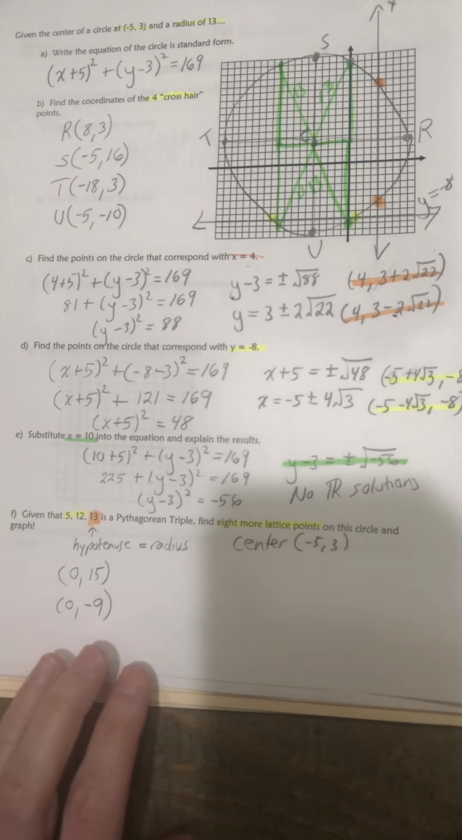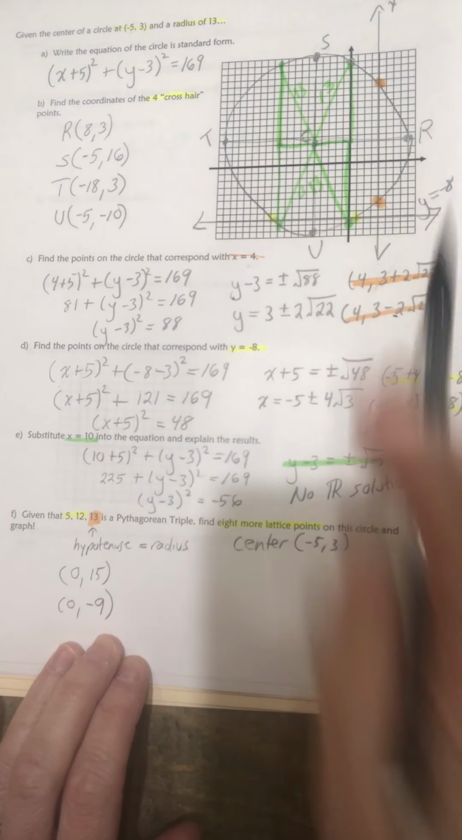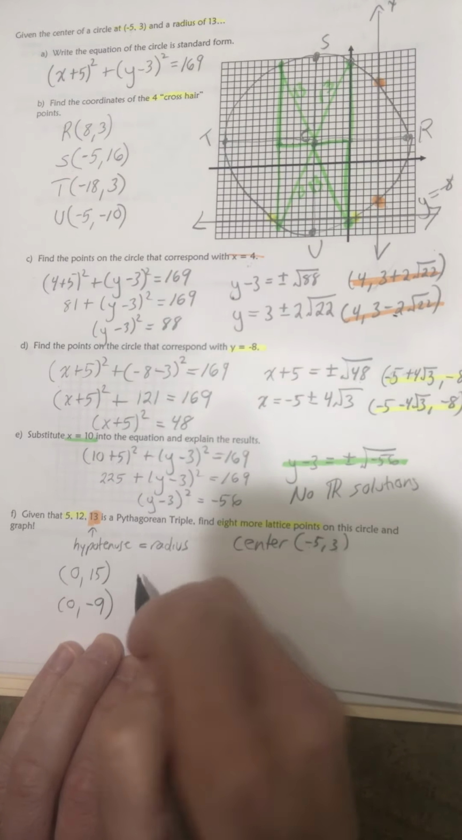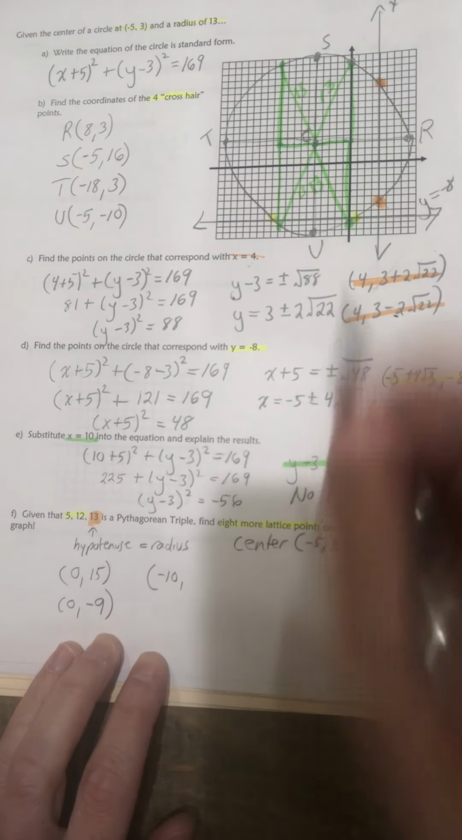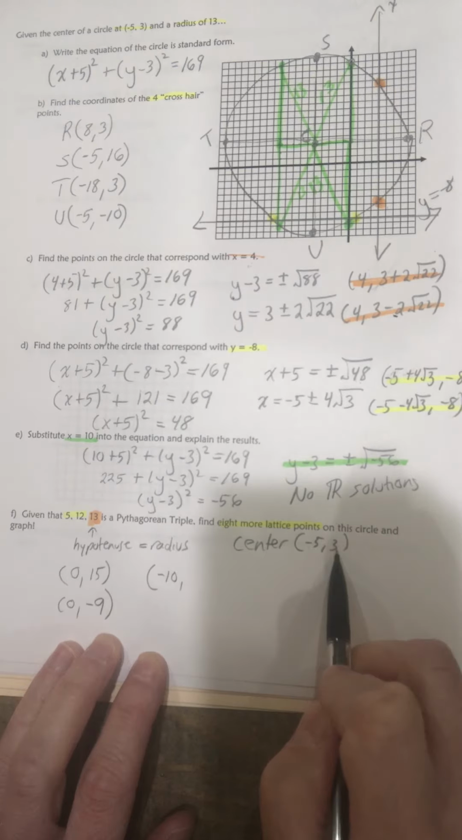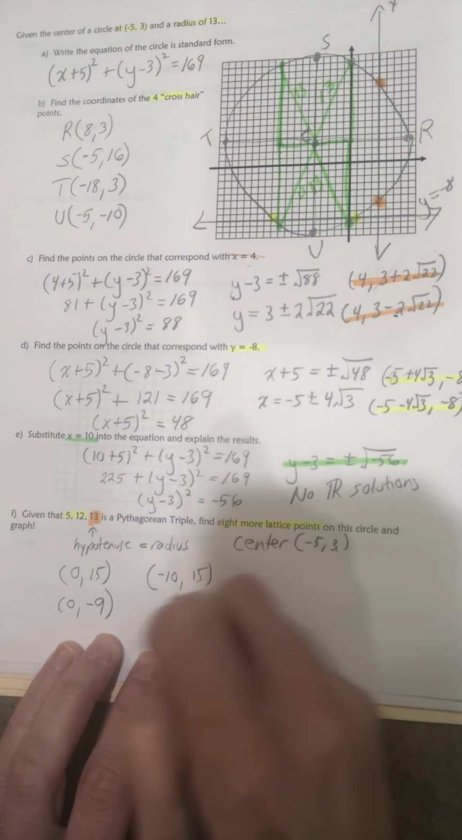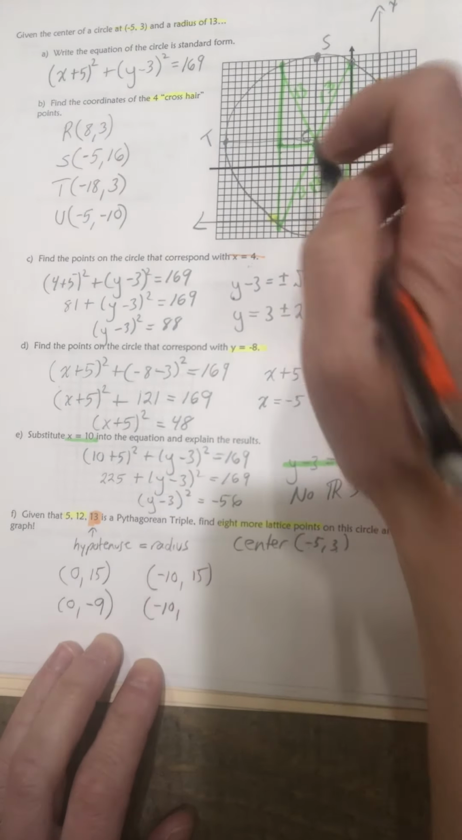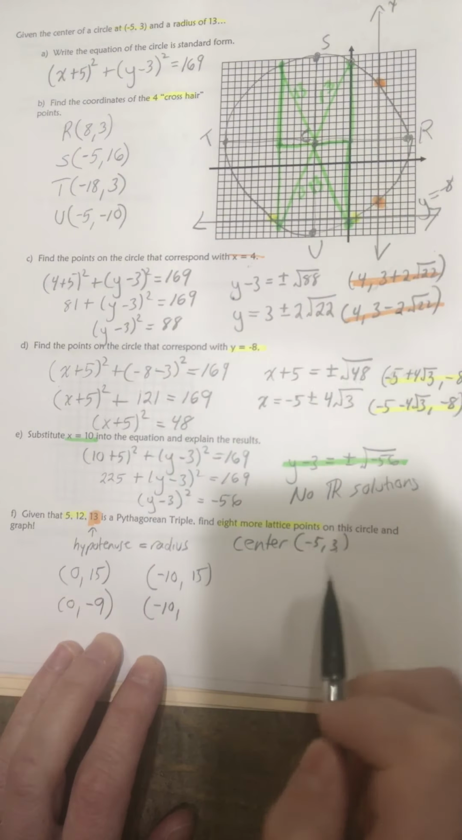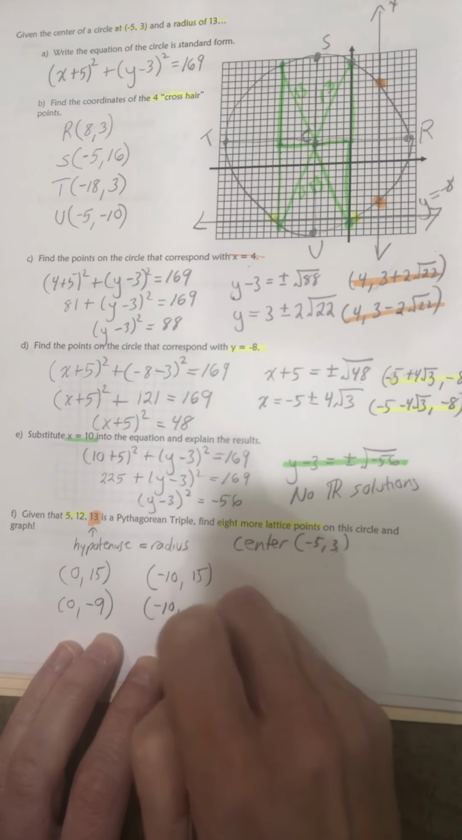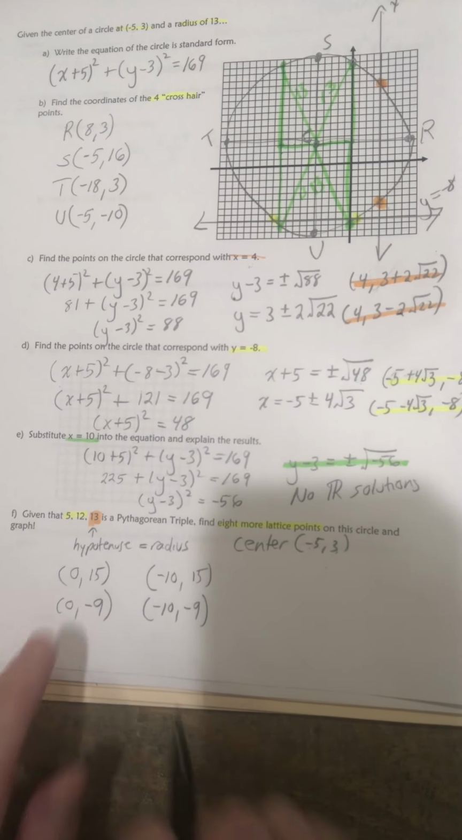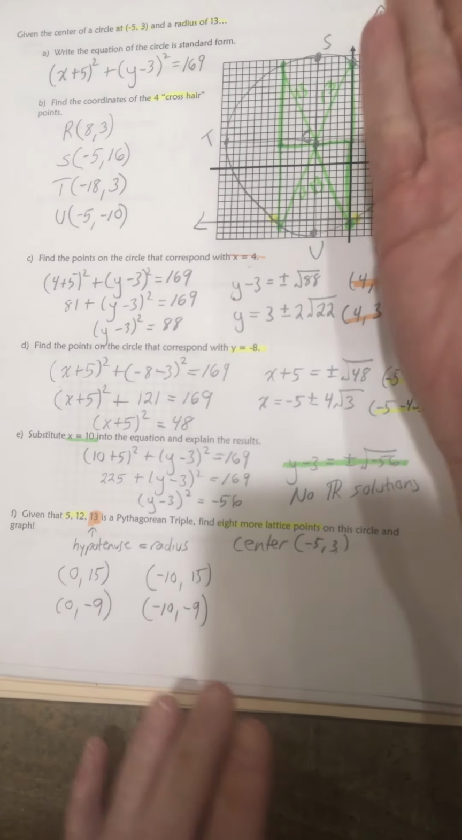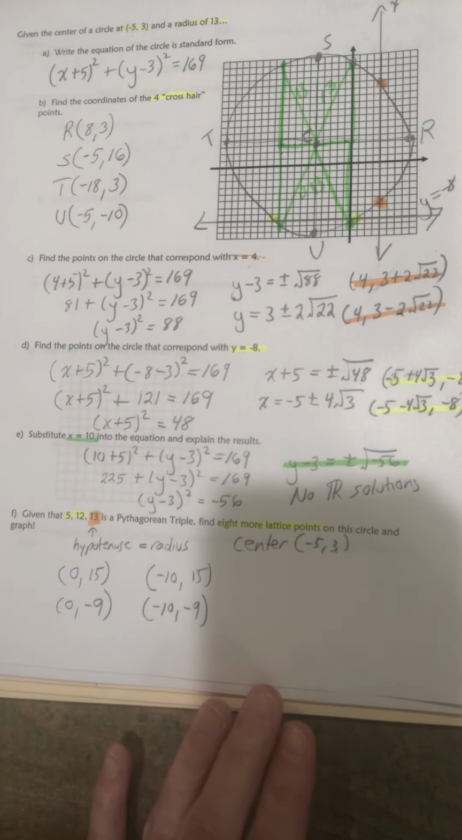Now, if I think about this, I'm going 5 to the left. So instead of adding 5 to my x value, I'm subtracting. -5 minus 5 is -10. I went 12 up. 3 plus 12 is 15. Then I went to -10 again, and then I went 12 down. 3 minus 12 is -9. So I have 4 lattice points from that one triangle being reflected a couple times.